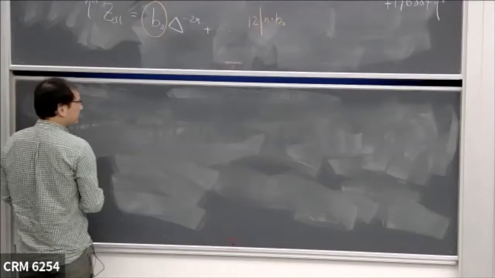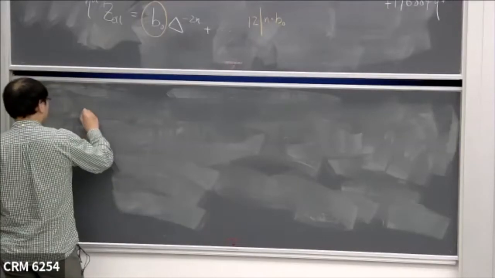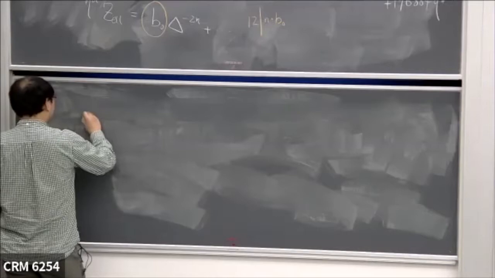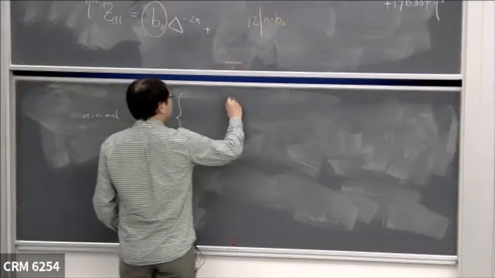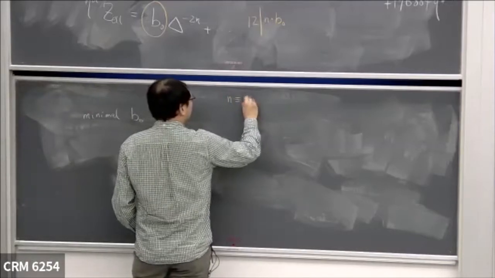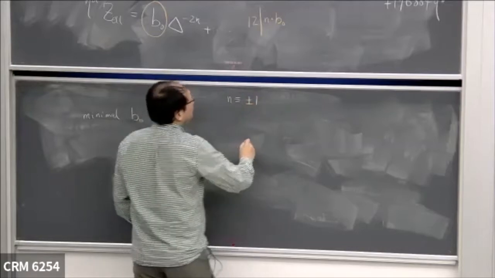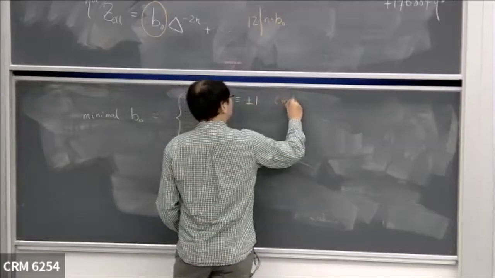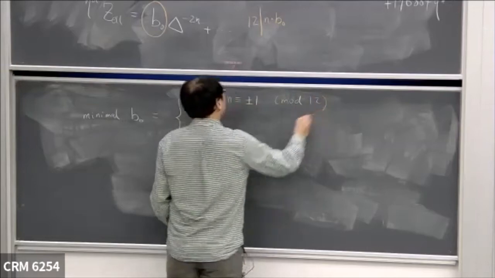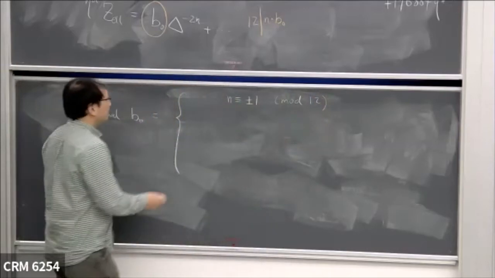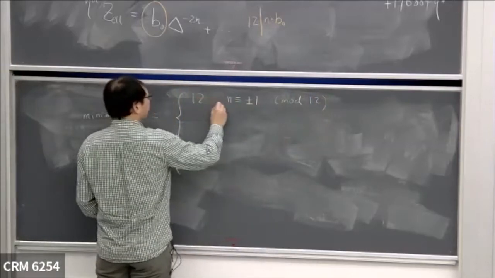So what's the allowed minimum coefficient? When n is congruent to plus or minus 1 mod 12, then b_0 has to be divisible by 12. So the minimum thing is 12.